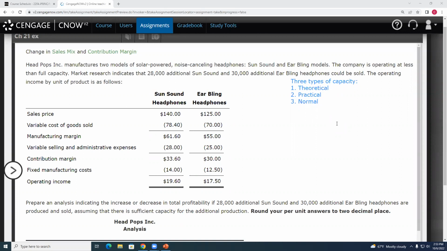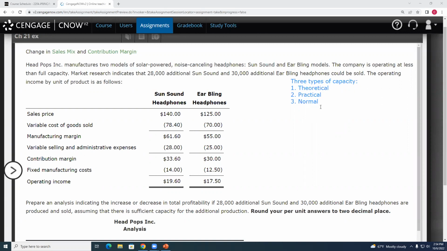Practical capacity, the next one lower. Practical capacity is recognizing we don't live in that perfect world. How many could we make in reality? Recognizing that machines will at least need maintenance. Workers will take breaks, will take vacations. There will be a change of shift where things slow down or stop for a moment as workers change places, and so on. So practical capacity is achievable, but that doesn't mean we're necessarily going to make that many, whatever it is we're making. And normal capacity is just like it sounds.